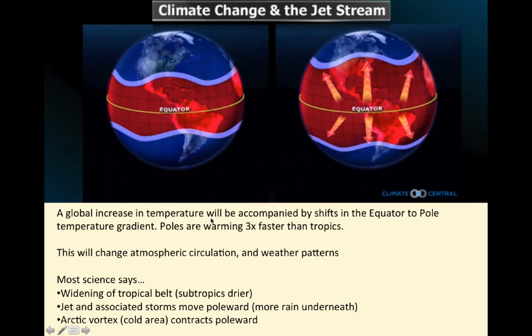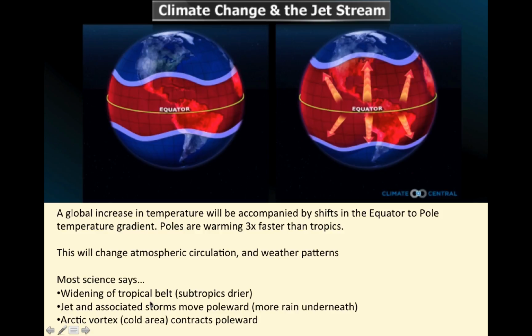A global increase in temperature will be accompanied by shifts in the equator to pole temperature gradient. The poles are warming 3 times faster than the tropics. This changes the atmospheric circulation and the weather patterns. Most of the science says this will lead to a widening tropical belt. So the subtropical zone is expected to expand poleward, making those areas that are already dry in the subtropics even drier, and then areas just poleward of them also dry.